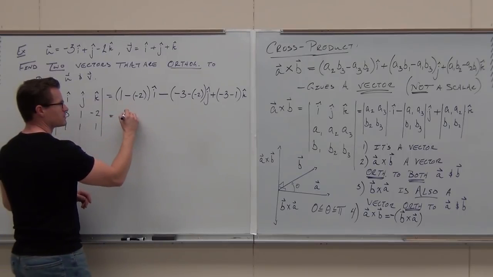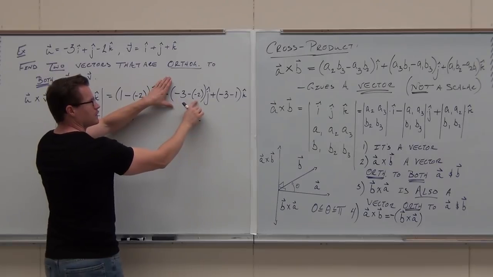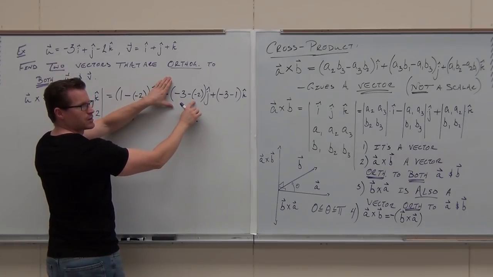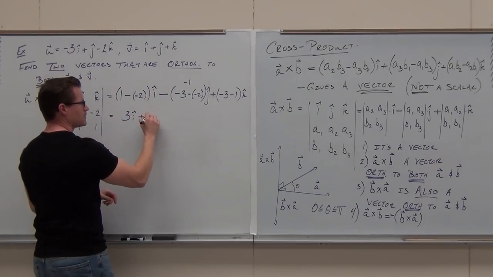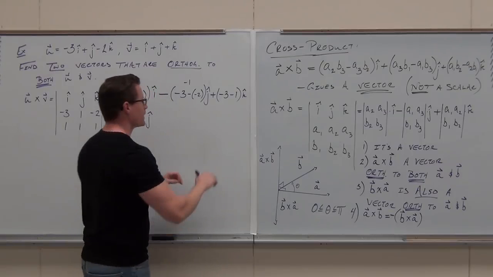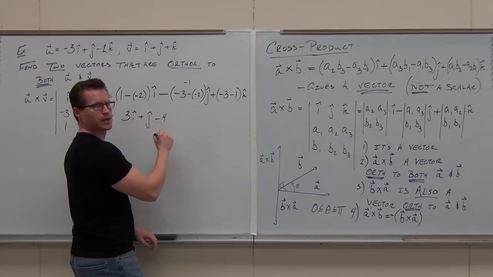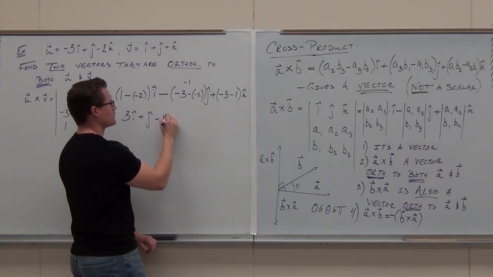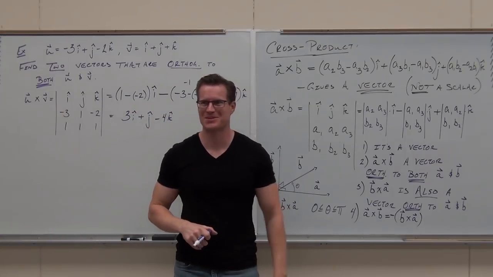This is how much? This is how much? -1. It's easy to make mistakes, isn't it? It's easy to get that just slightly jacked up. And then this? It's not 4K, it's -4K. Did you already make some mistakes? Yeah, J. Happens all the time.